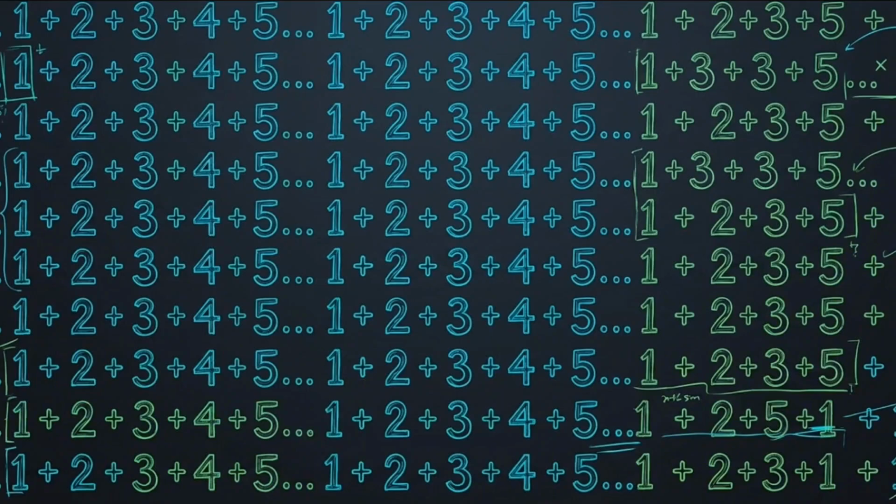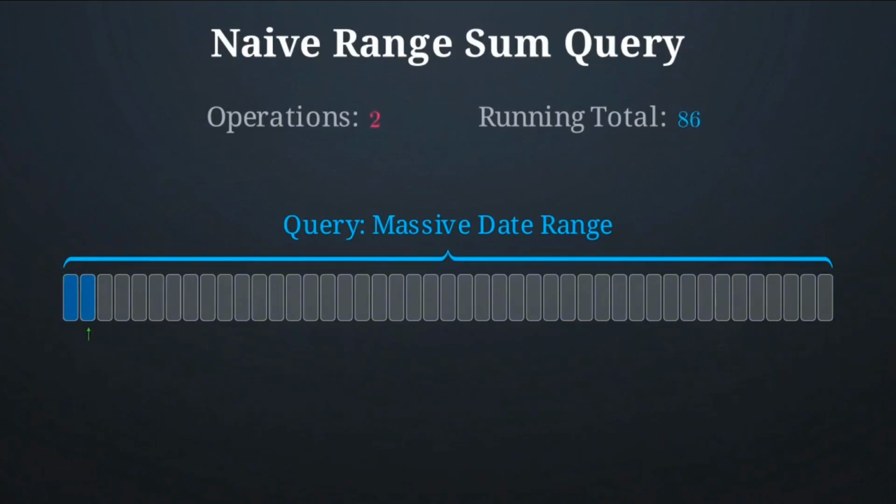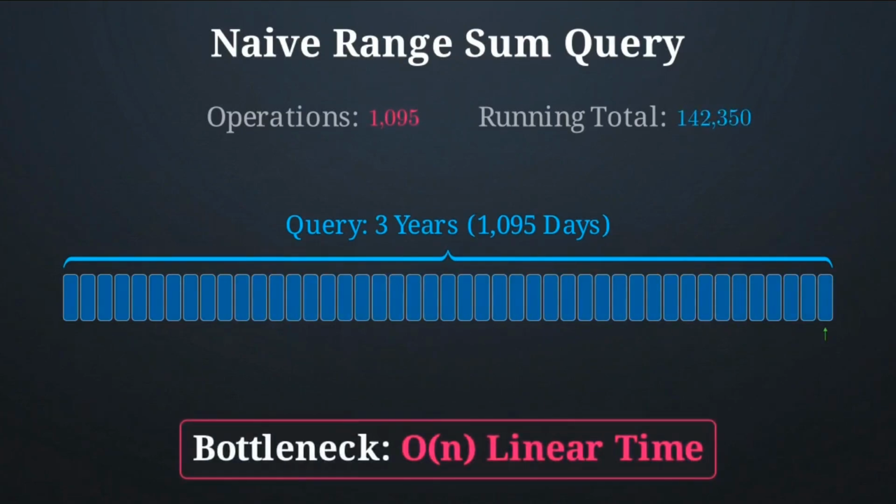The most common way to total a range of values is to write a simple for loop that adds each number one by one. This diagram shows what happens when a user queries a massive date range. The loop has to scan the array sequentially. If the user asks for 3 years of daily data, the server has to perform over 1,000 individual addition operations just to answer one request.